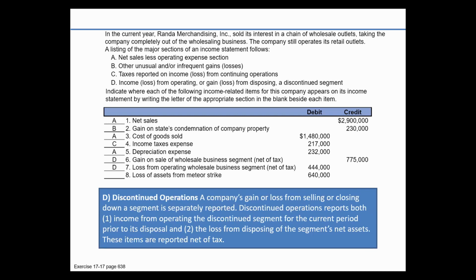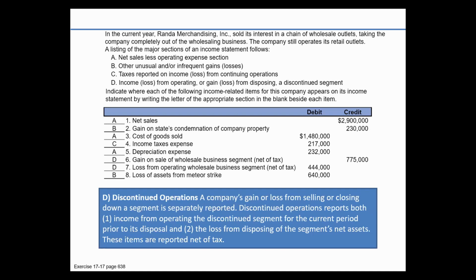And then a loss from operating wholesale business segment. So they operated it for part of the year and they actually lost money. So that would also be considered D, which is income or loss from operating or gain or loss from disposing a discontinued segment. So they've sold off that part of the business. And then 8 would be considered B, which is an other unusual or infrequent gain or loss, a loss on assets from meteor strike. So they had a meteor that struck their building and caused damage to their building. That cost them $640,000.